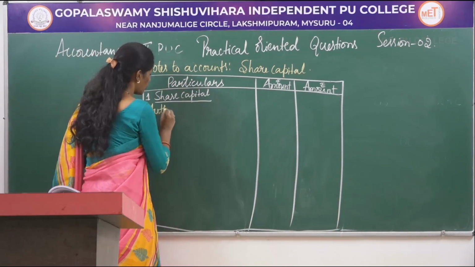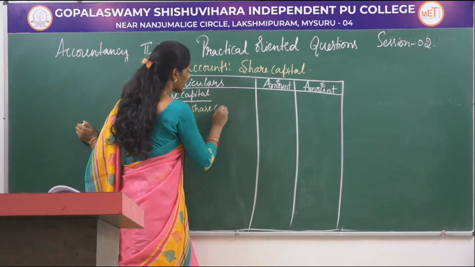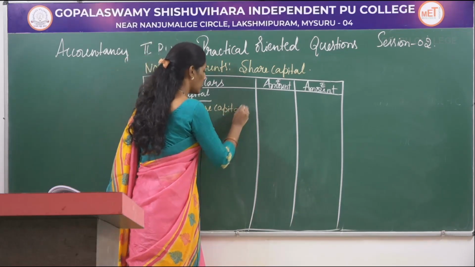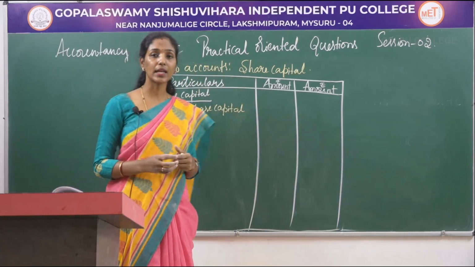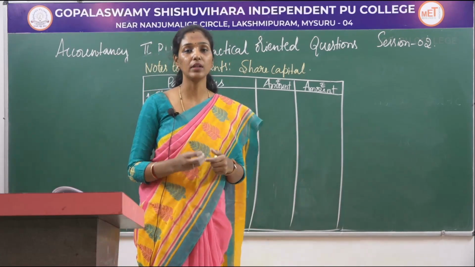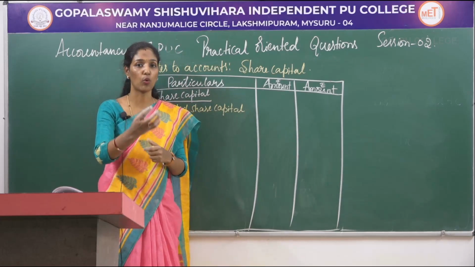Under that you should write authorized share capital. So what is that, authorized share capital? It is the maximum amount of capital that the company can raise through its shares to the shareholders.